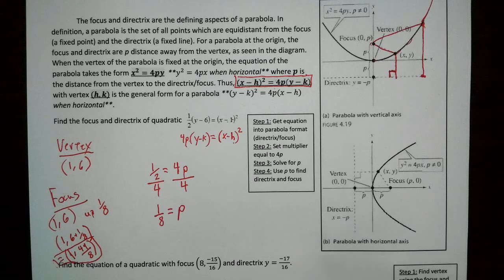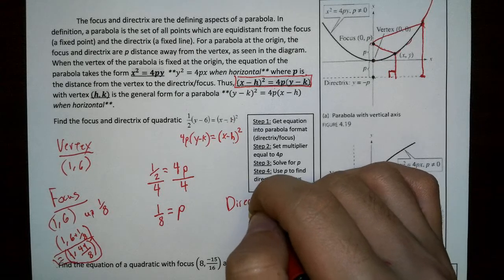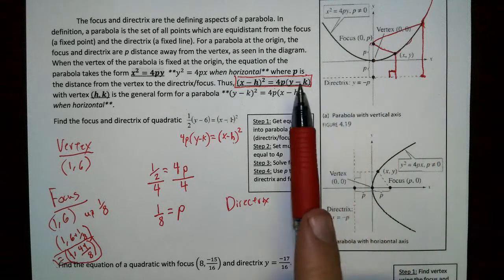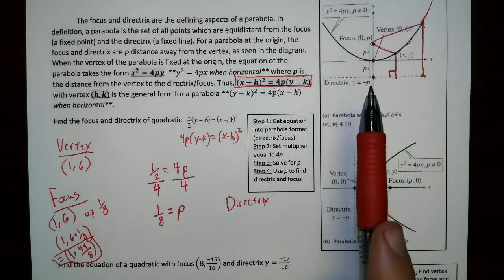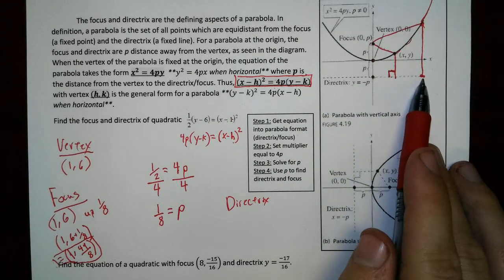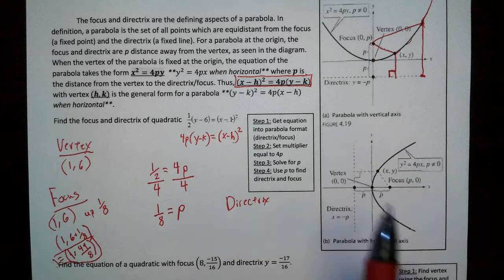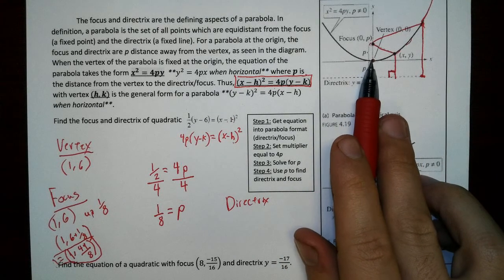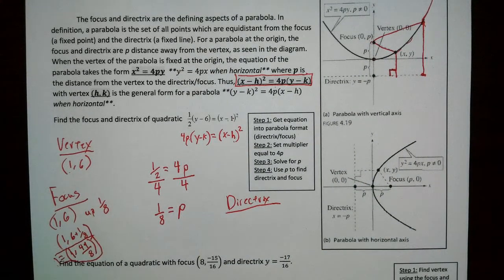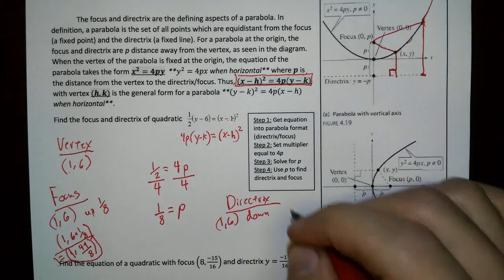Now time for job number 2, the directrix. Our directrix is going to be a horizontal line. When we have a horizontal line, that means it's going to be y set equal to a number, because y can only be one value. It can't go up or down. It's fixed to this value. We want to find out what that number is, and it's just going to be down p from our vertex. So we start at 1, 6, and then we go down 1/8.